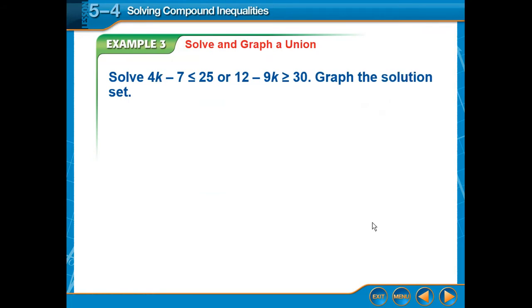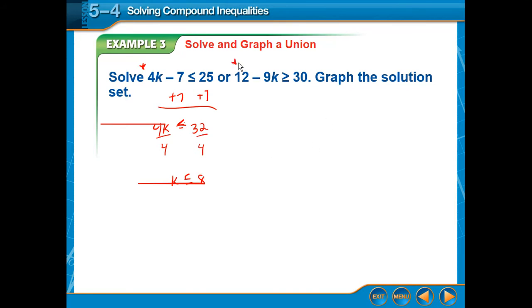So let's solve this last one. If you're given something like this, you're going to solve each inequality on its own first. So to solve this one here, you want to get the k by itself. So the first thing I'm going to do is add 7 to both sides. When I do that, I get 4k equals 32. To get k by itself, I'm going to divide both sides by 4. So I get k is less than or equal to 8.